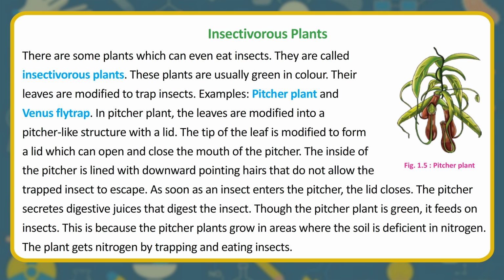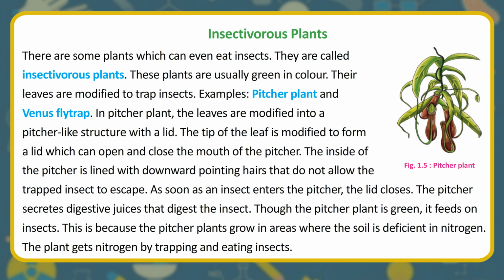In pitcher plant, the leaves are modified into a pitcher-like structure with a lid. The tip of the leaf is modified to form a lid which can open and close the mouth of the pitcher. The inside of the pitcher is lined with downward pointing hairs that do not allow the trapped insect to escape. As soon as an insect enters the pitcher, the lid closes. The pitcher secretes digestive juices that digest the insect.